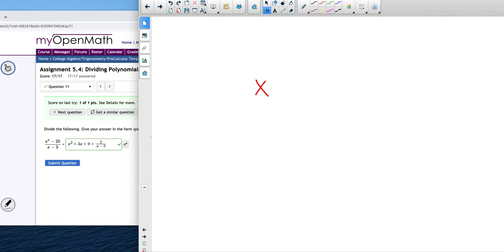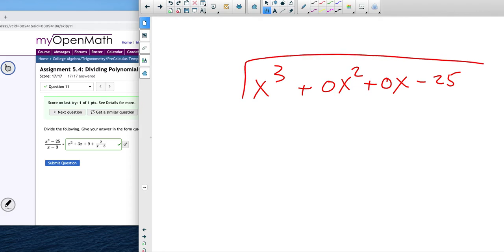All right, so I go x to the third. I need a placeholder, so I'm going to do 0x squared. I need another placeholder, 0x, and that gets me to my minus 25. And then over here, x minus 3. Now the problem is exactly like the other ones. I'll go ahead and finish it since I'm already doing it.